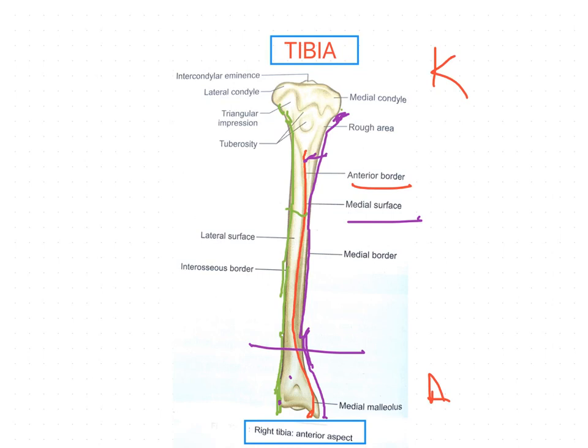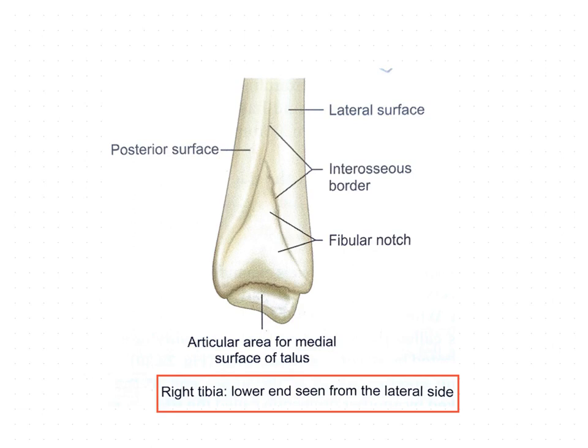The inferior surface of the lower end bears an articular area which articulates with the upper surface of the talus to form the ankle joint. Here you can find the fibular notch, and also the posterior surface and lateral surface, and the medial side. So this is the interosseous border.